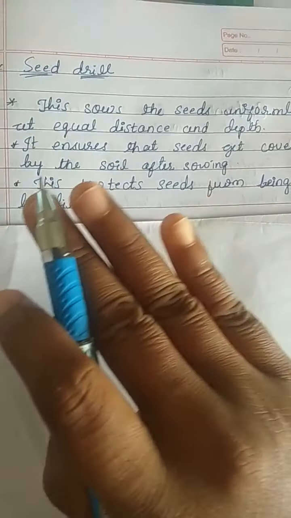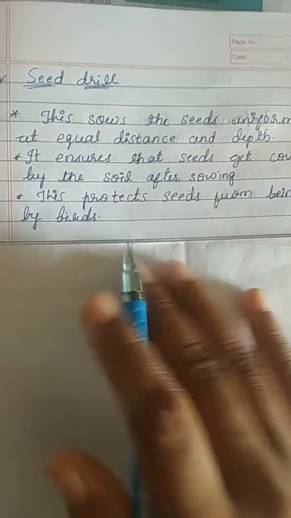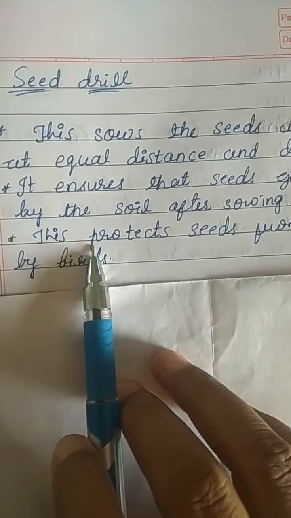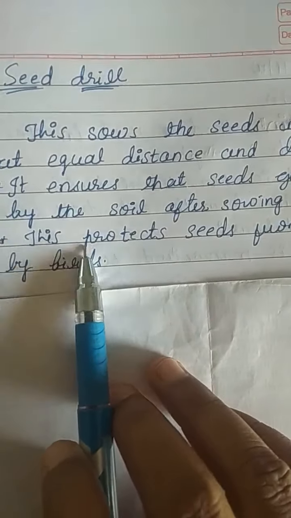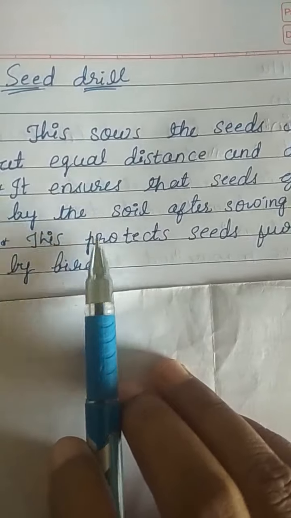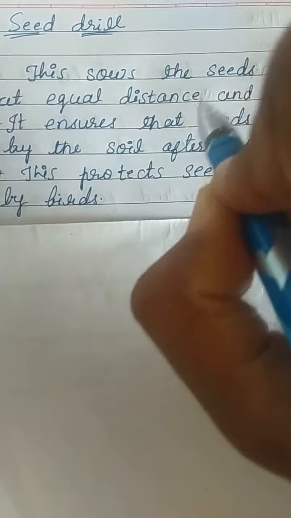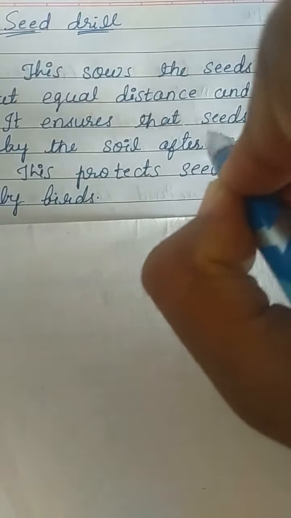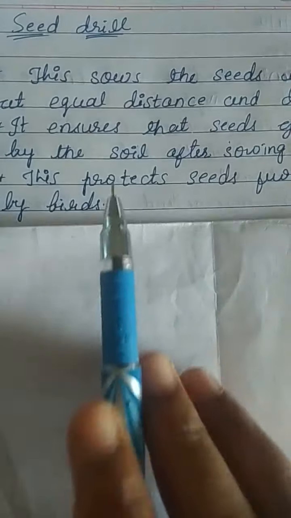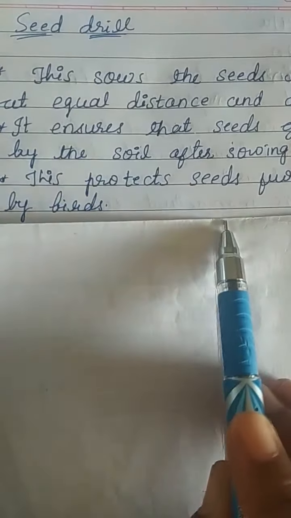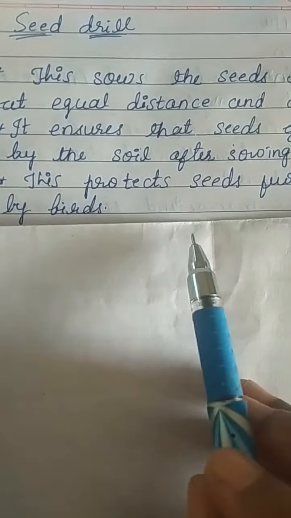The seeds should be covered with soil, and this protects them from being eaten by birds. Also, sowing using a seed drill saves time and labor. An appropriate distance between seeds is necessary to avoid overcrowding of plants. There must be a distance between one seed and another, otherwise it may cause overcrowding of the plants.